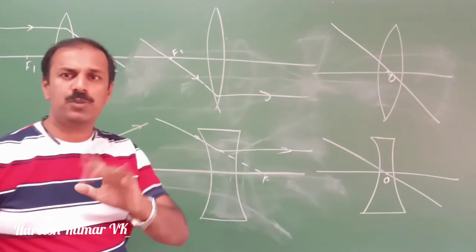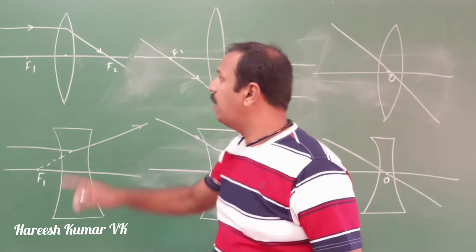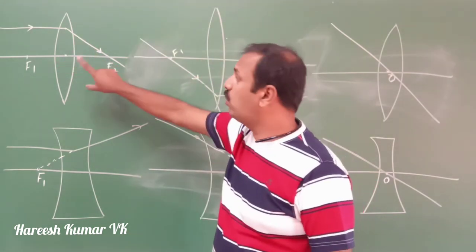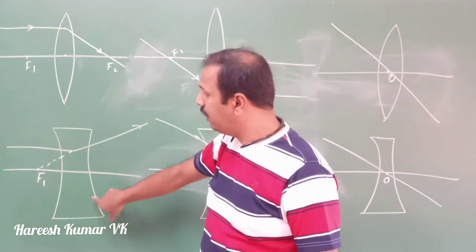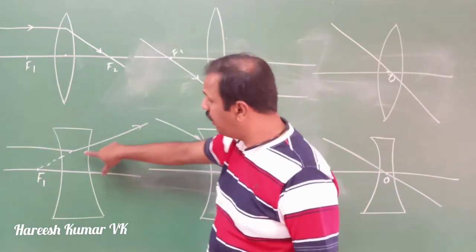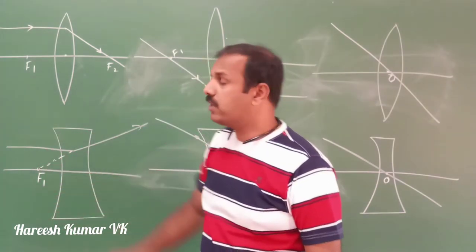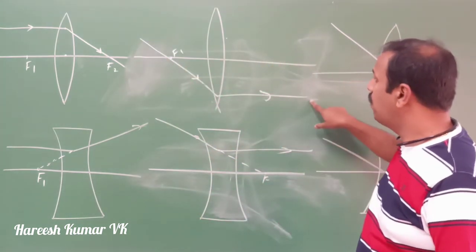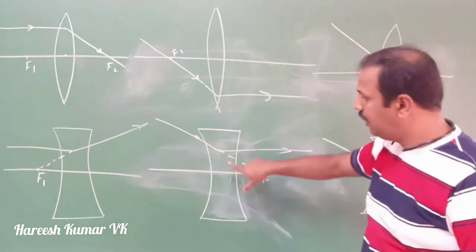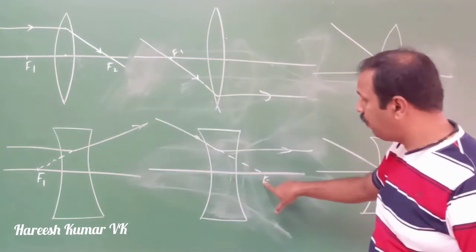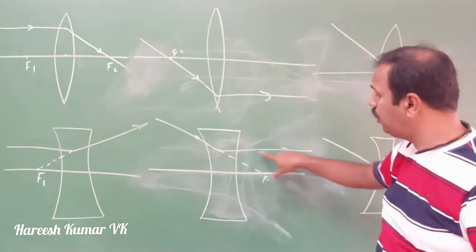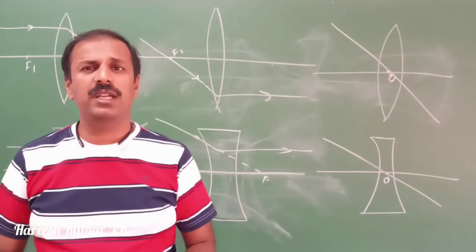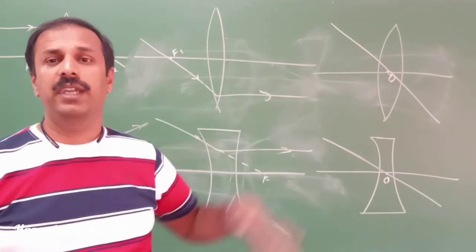Once more we will discuss that one. The ray which is coming parallel to the principal axis will pass through the focus in convex. In concave what will happen? The ray coming parallel will diverge from the focus. Here the ray which is passing through the focus will pass parallel to the principal axis. Here the ray which is coming towards the focus will move parallel to the principal axis. The last one is also the same: the ray which is coming towards the optic center will go undeviated.